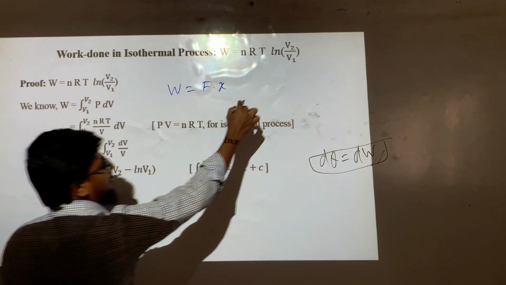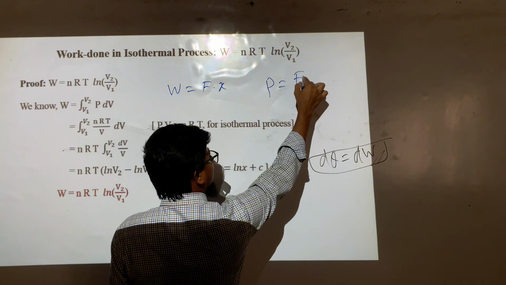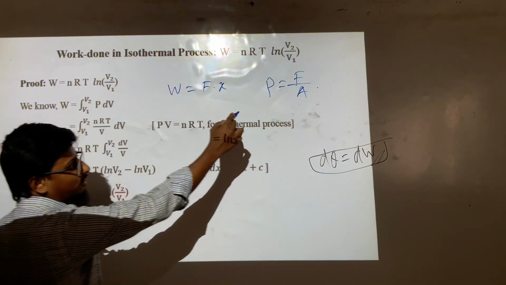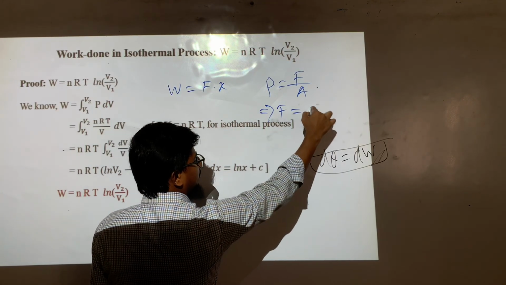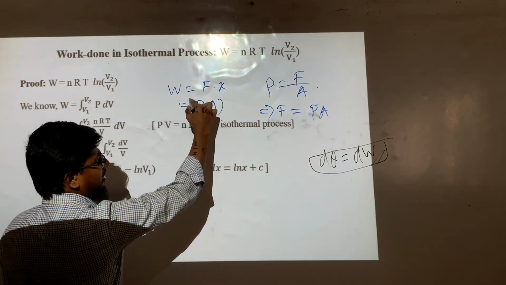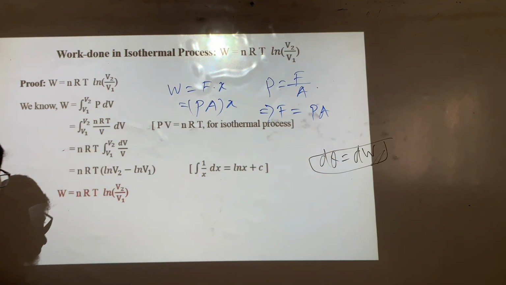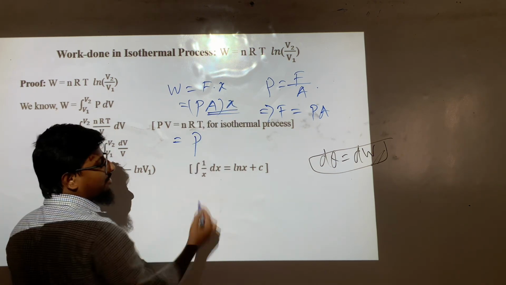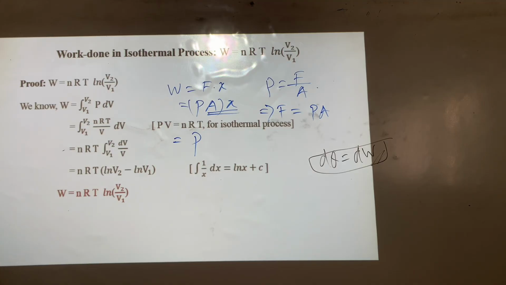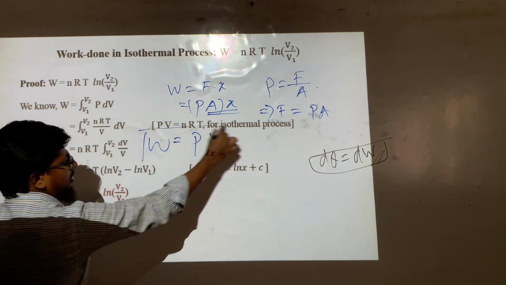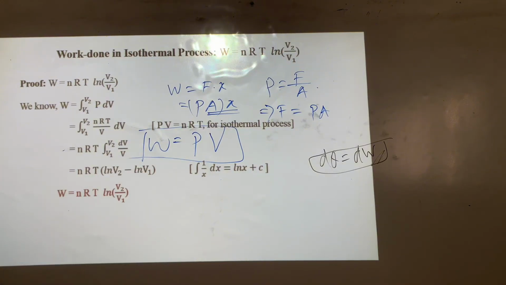So pressure is equal to force upon area, meaning that force will be equal to pressure into area. So then you have F is equal to P into A, and this A times X will be essentially volume. Area times this distance will be volume. So you can calculate work done in terms of pressure and volume.